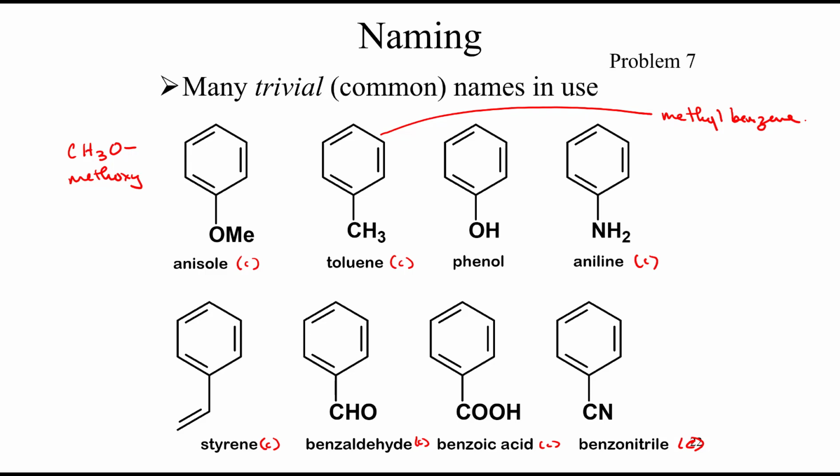Now, it turns out phenol, for example, is the parent name. The hydroxybenzene, you might call it, but phenol is generally the systematic parent name. But all the others that I've listed here are common names. So there's a lot of different common names. I would like you to memorize these particular ones. There's a lot more, but these are the ones I'd like you to memorize.